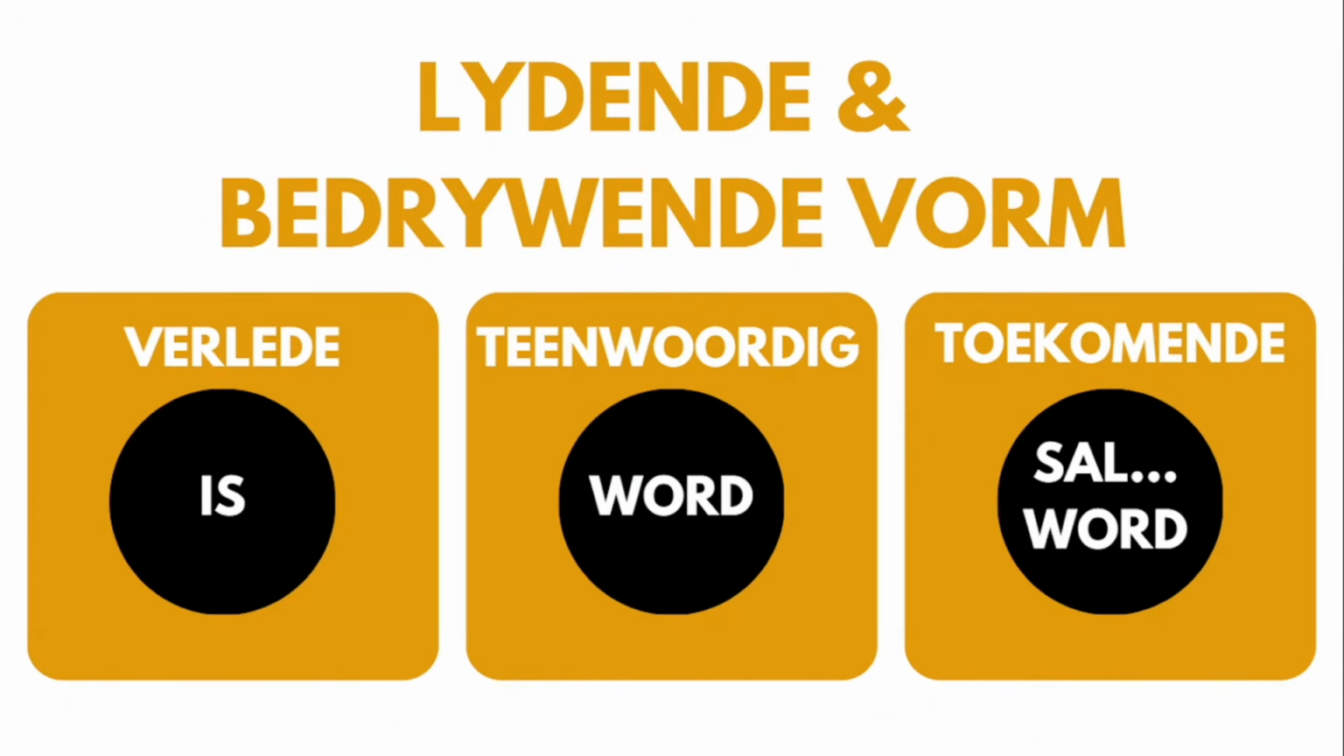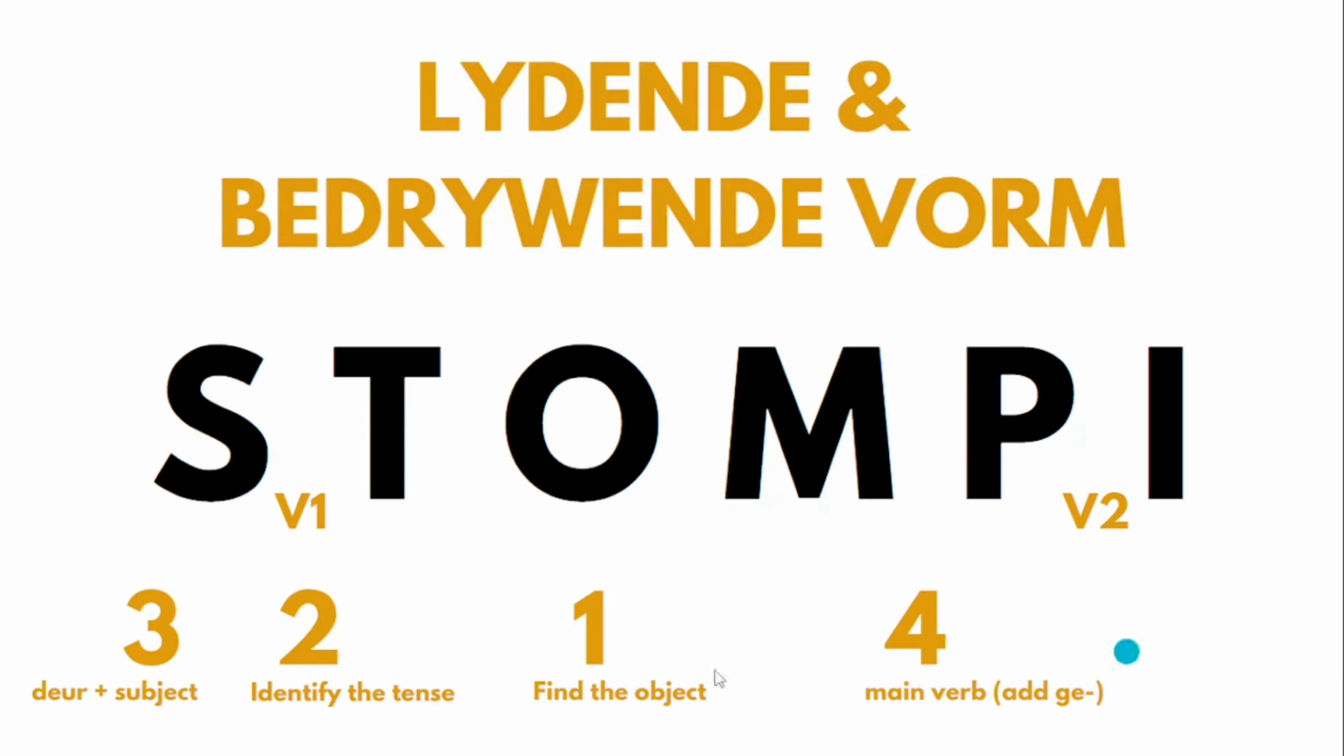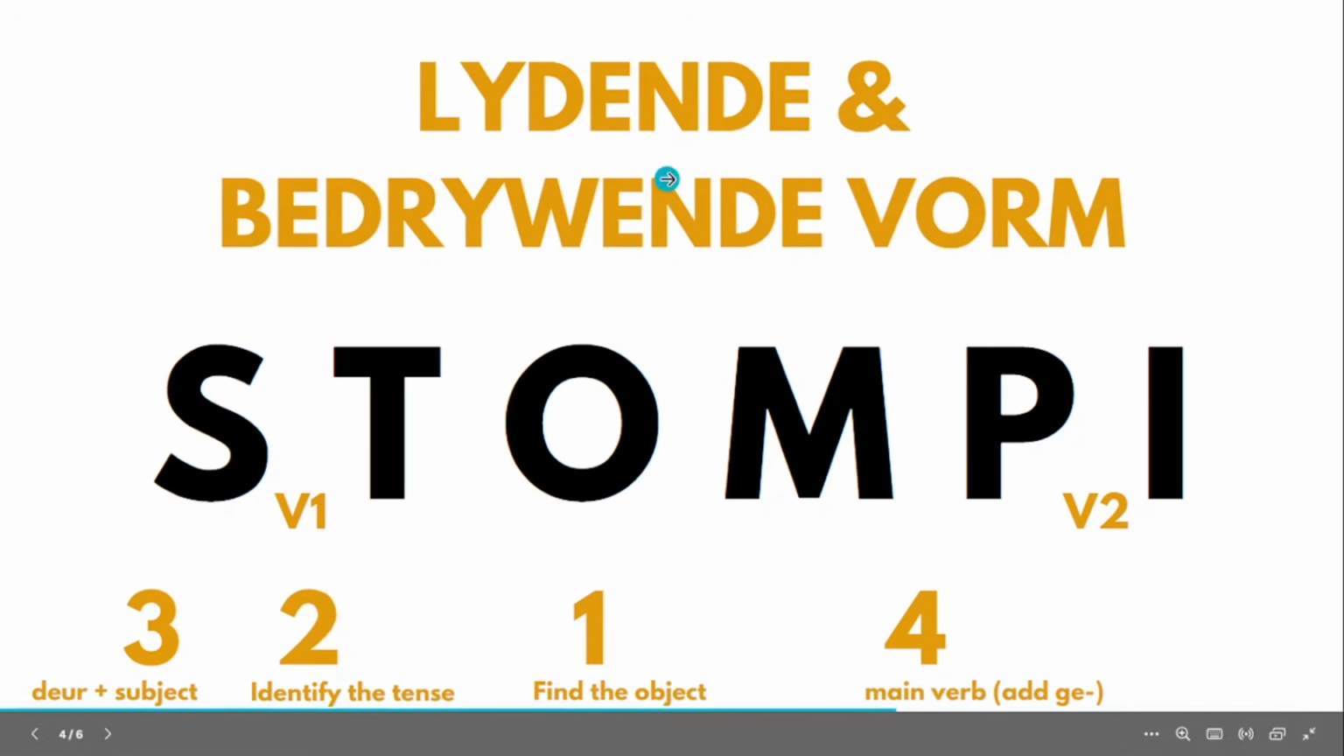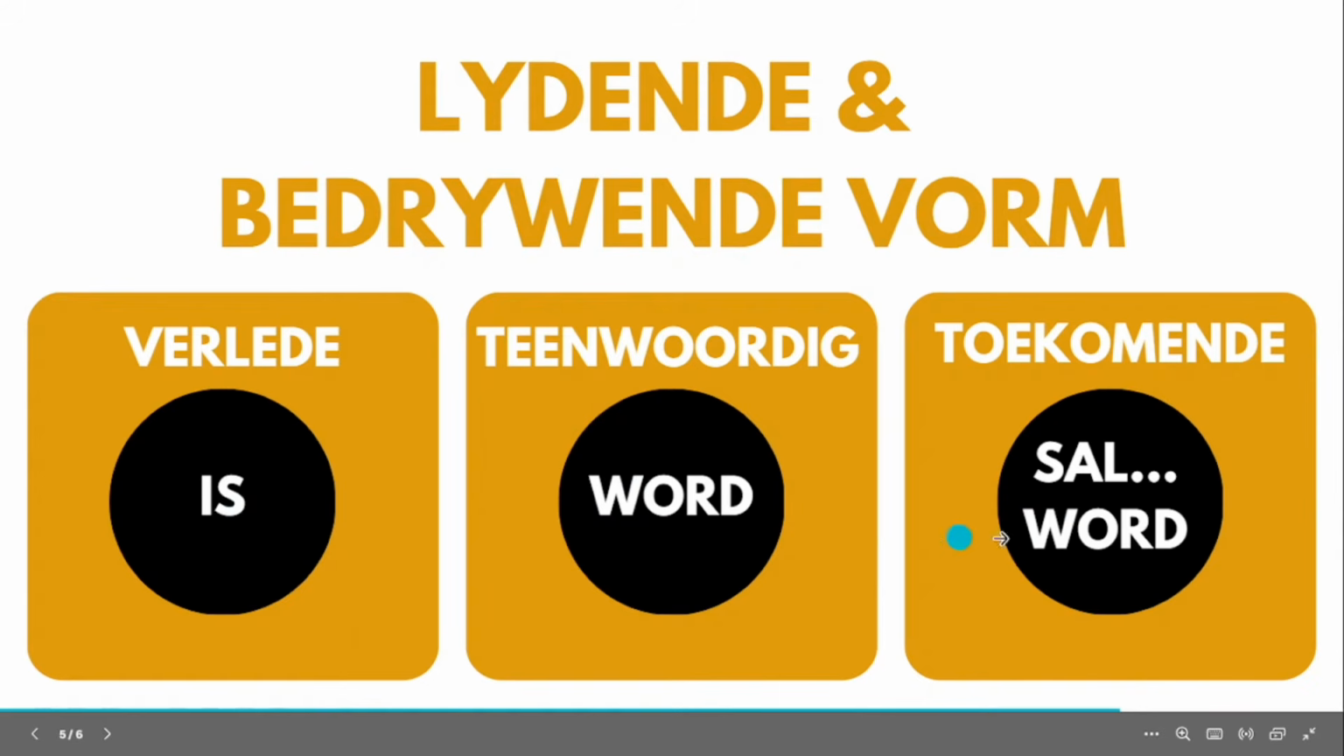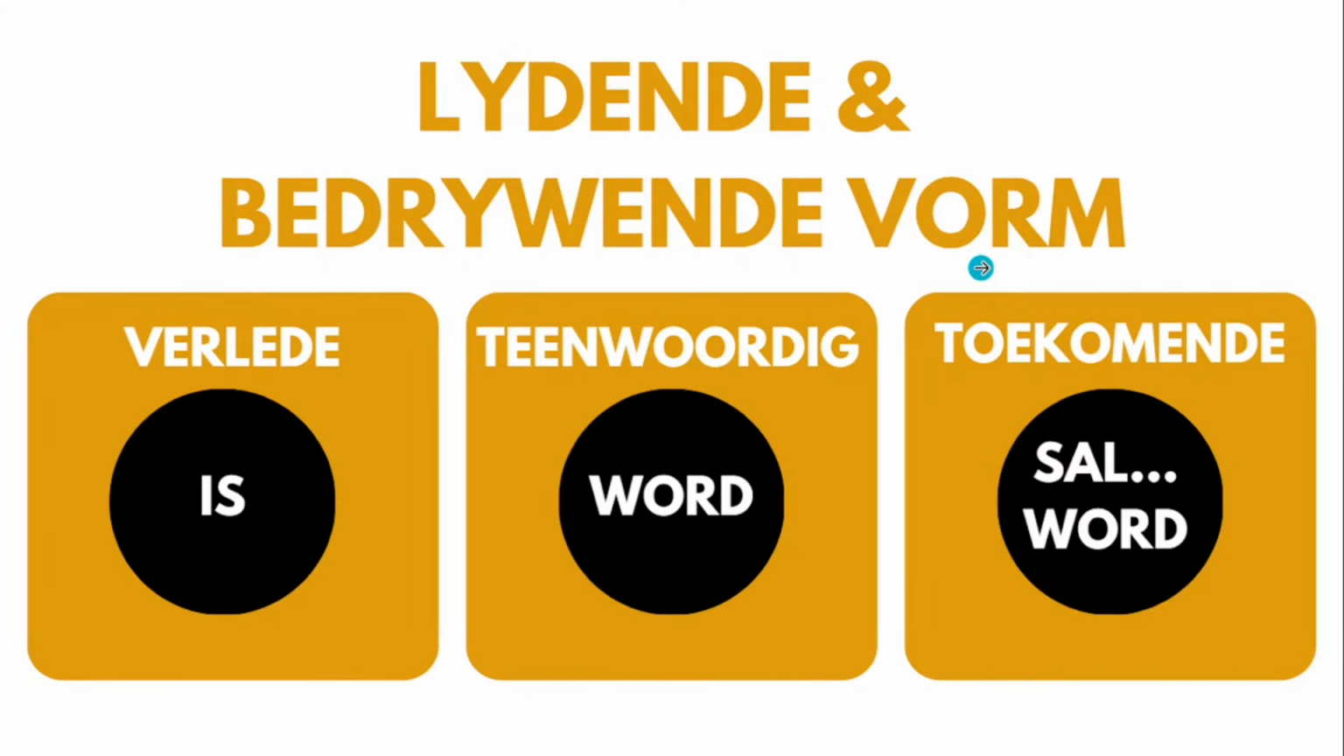Before we get to the examples, remember what we said here about identifying the tense. Once we've identified the tense, we need to use specific words in the passive voice that will replace those verbs in order for us to make sure that our sentence construction is fine. If your sentence is in the past, verlede tyd, then you're going to use is. If it's in the present tense, teenwoordige tyd, you're going to use word, and if it's in the future, toekomende tyd, you're going to use sal, and then the rest of the sentence, and then word at the end.